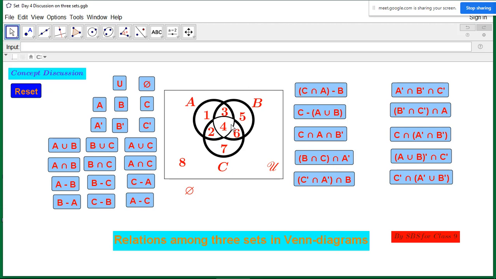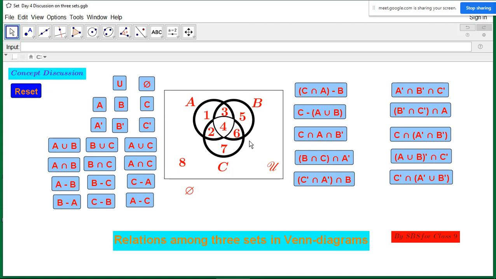Similarly, C minus (A union B). A union B, again we can reset. A union B is 1, 2, 3, 4, 5, 6. But from C we have to subtract A union B. That means only the C part will remain. That's why that is C.